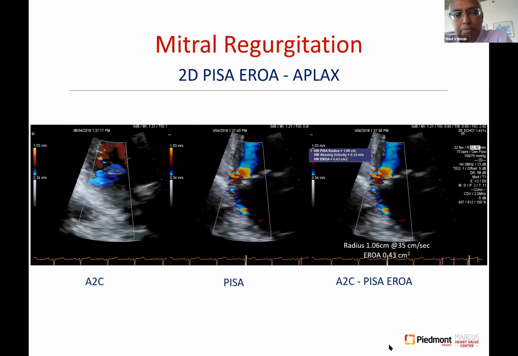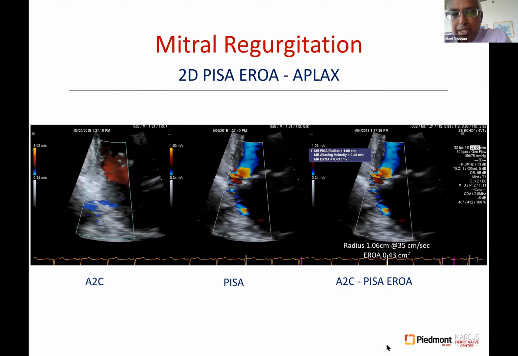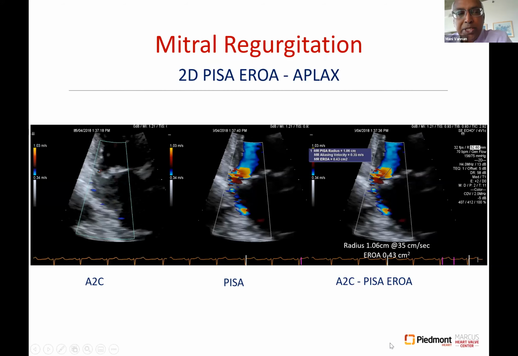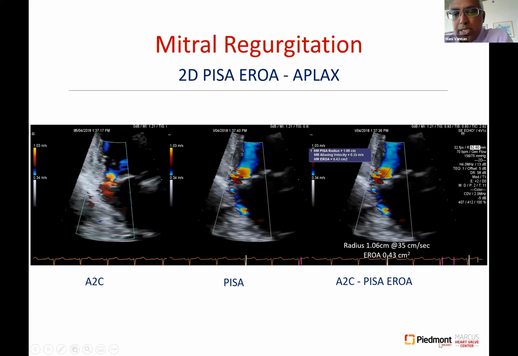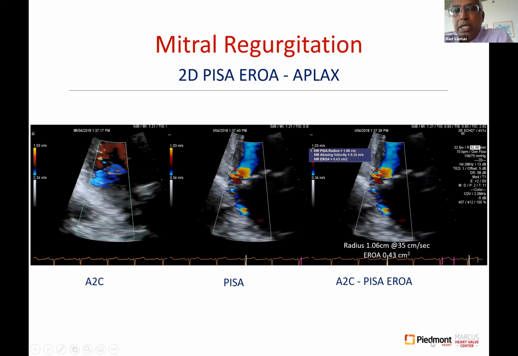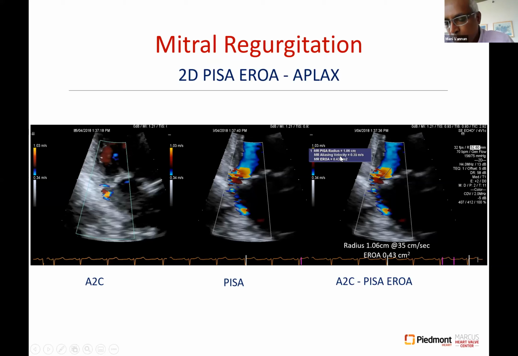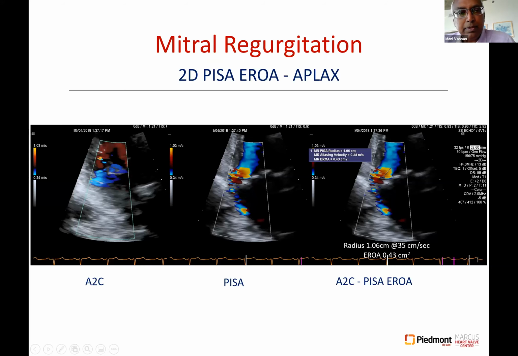The 2-chamber view was the best view where you could see the PISA, not the conventional view in which you would measure PISA, but being a very eccentric jet and a medial commissural prolapse, this afforded the best view of the flow convergence. The PISA radius was over 1 centimeter, and the PISA EROA based on this view was 0.43 centimeters squared, consistent with severe mitral regurgitation.